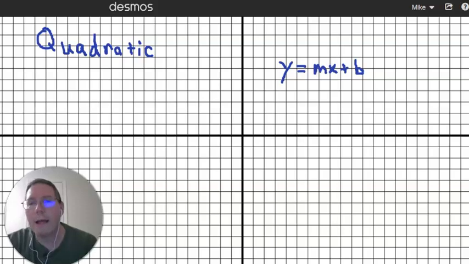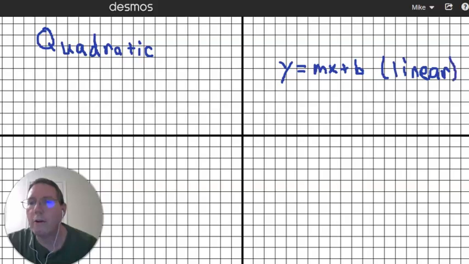Well, a quadratic, okay, so this is linear. I'm having a hard time writing. Hang on a second. There we go. This is linear. We already know that.